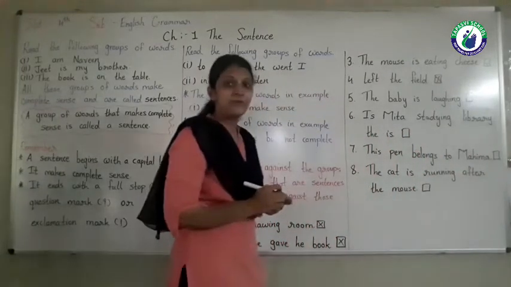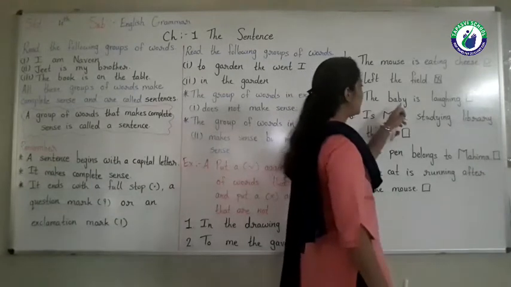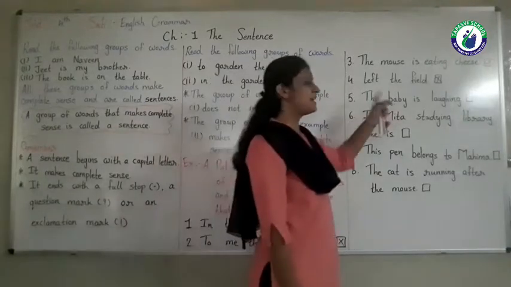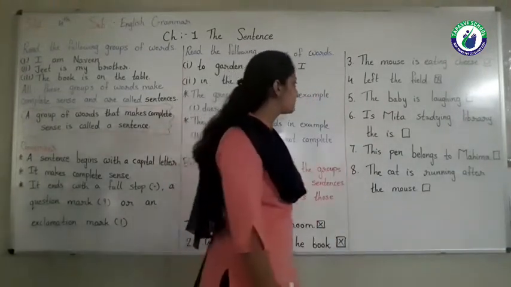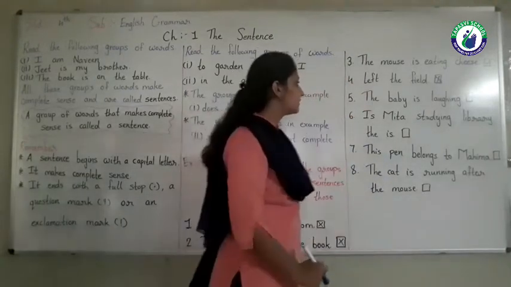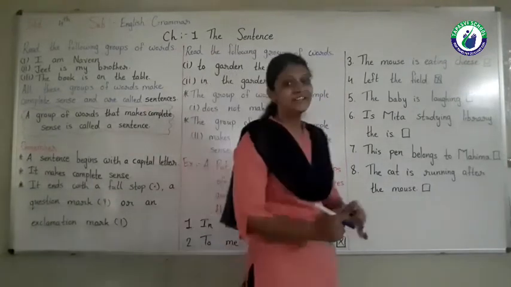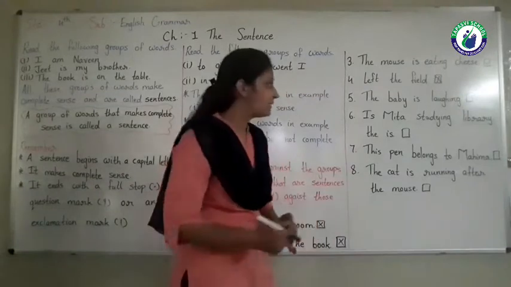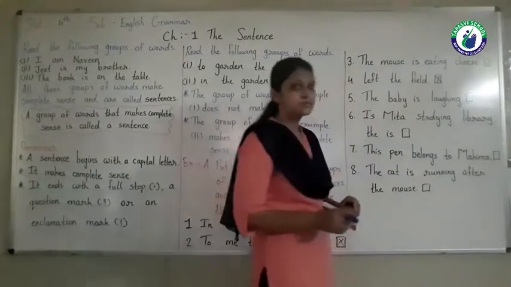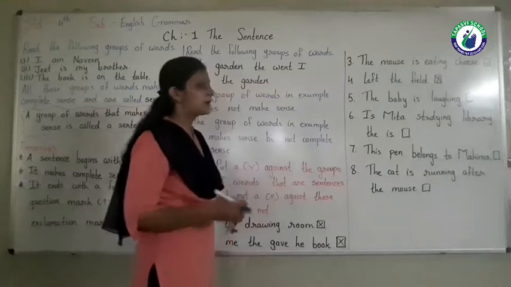Now in sentence number 5, look at the sentence. Sentence number 5, the baby is laughing. In this sentence, the baby is the subject. Is included in verb. Laughing, yes, is also included in verb. It's an action verb. So the baby subject is laughing verb means the sentence is given in proper order and it makes complete sense.